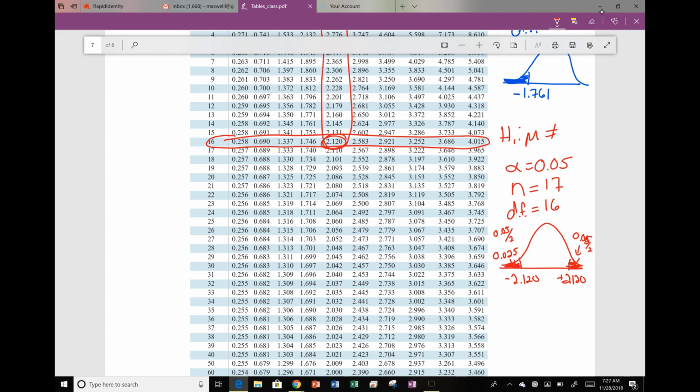So there's a difference in finding the critical values based on whether you have a two-tailed, a left-tailed, or a right-tailed test, or if you have a Z versus a T. So look over this, practice, and then let me know if you have any questions.